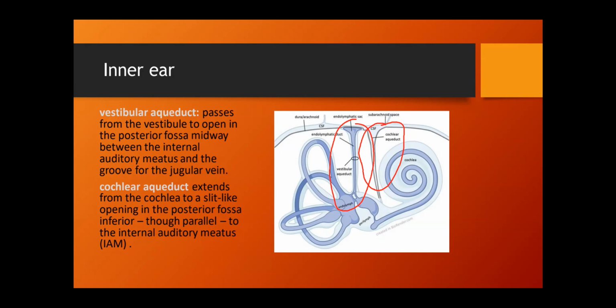In the vestibular aqueduct, there is another duct, which is the endolymphatic duct. The endolymphatic duct starts by the junction between the utricle and the saccule. We will talk about the membranous labyrinth later. It ends blindly in the endolymphatic sac.